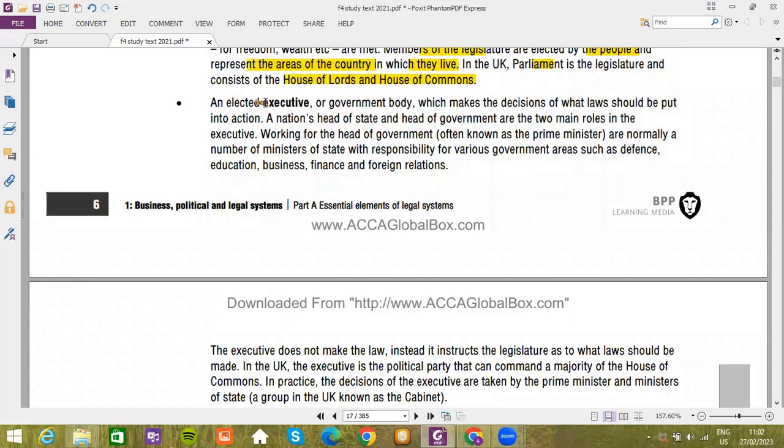Now we go to the elected executive. The elected executive is the government body which makes decisions on what laws should be put into action. A nation's head of state and head of government are the two main roles in the executive. Working for the head of the government, often known as the prime minister, are normally a number of ministers of state with responsibility for various government areas such as defense, education, business, finance, and foreign relations.